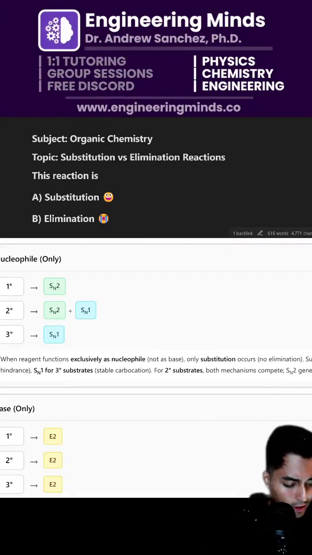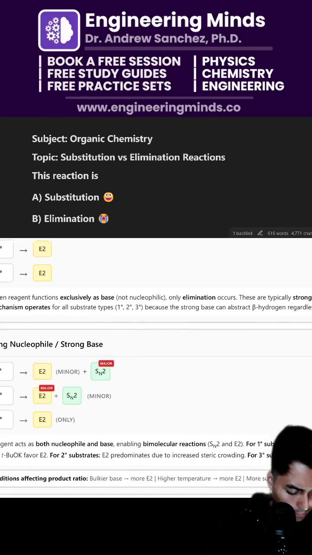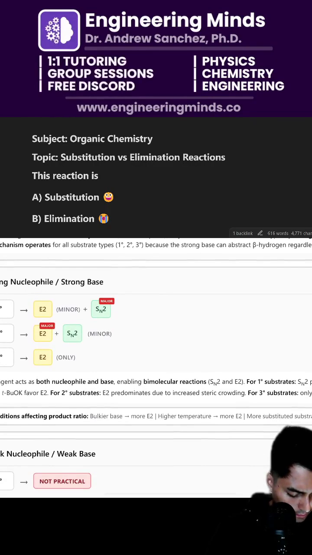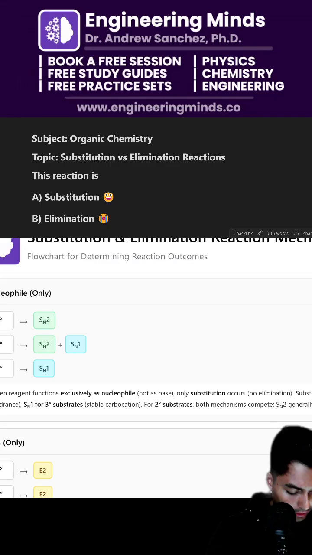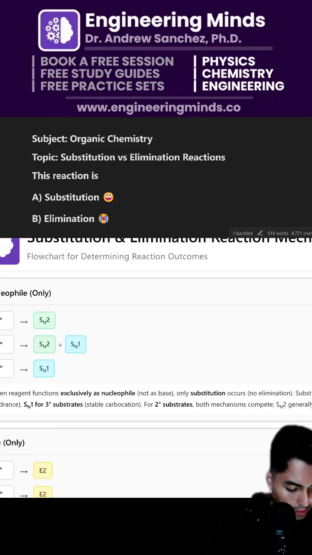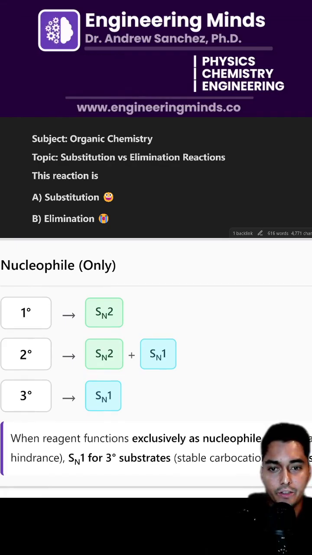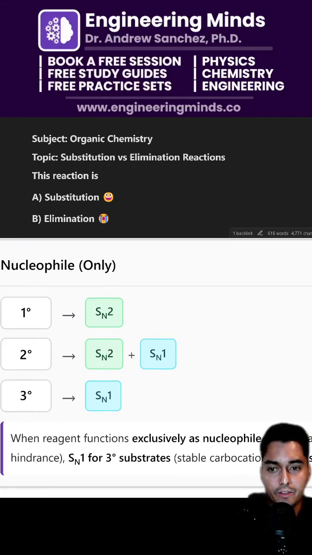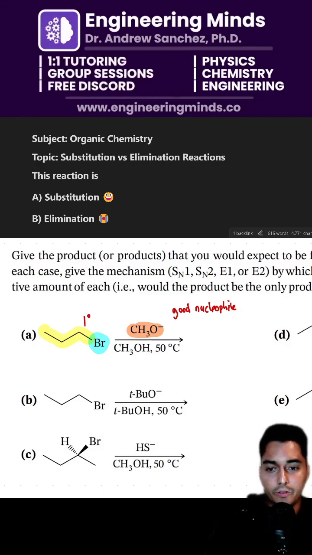So we identified this is a primary substrate, and we see that this is going to be a nucleophile, and this is going to be primary. So therefore, as you can see, this is going to be SN2. This is going to be an SN reaction, a substitution reaction. And so what's going to be the product, chat? What's going to be the major product here?